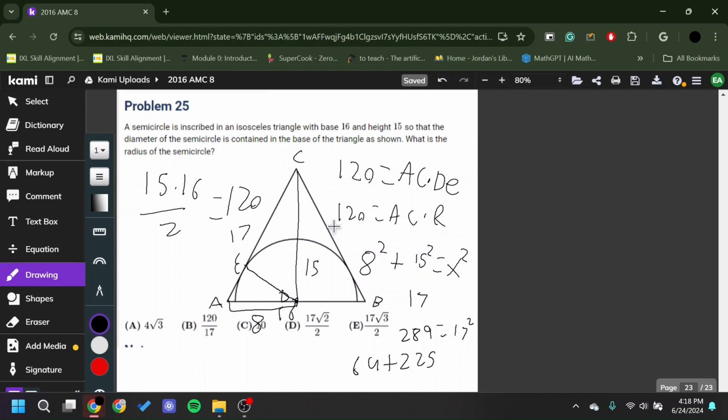Going back to this equation, we can see that 120 is equal to 17 times the radius. And we can divide both sides by 17 to isolate the variable. With this equation, we get R is equal to 120 divided by 17, which is letter B.